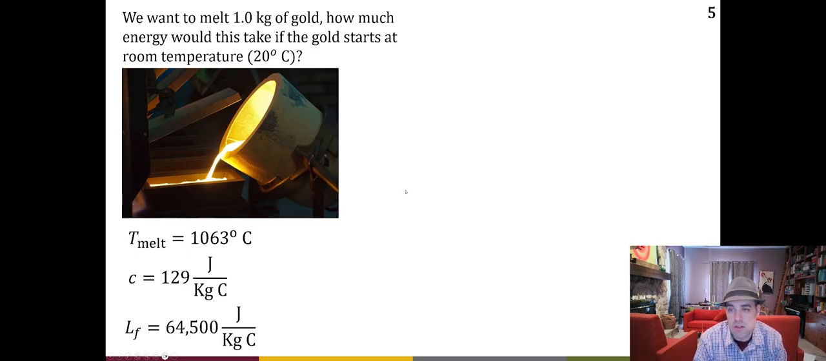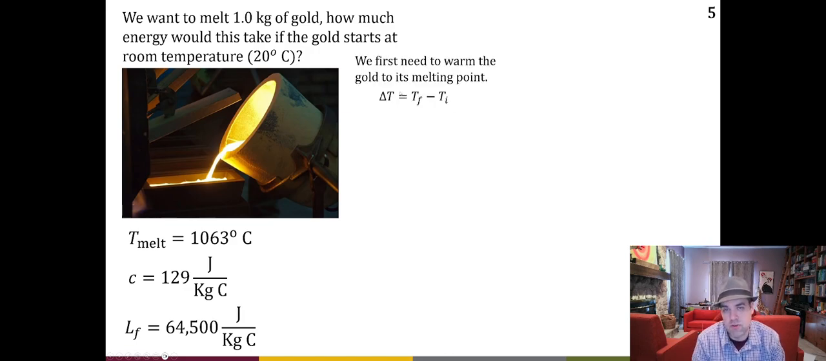And so let's first figure out how much we need to increase the temperature by. So let's find that delta T. That's the final temperature minus the initial temperature. Well, the final temperature is 1063, and the initial temperature is 20 degrees Celsius, so we can just plug those in. So we want to increase the temperature of gold by 1043 degrees Celsius.